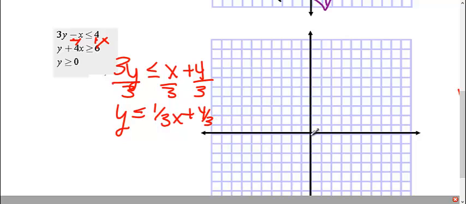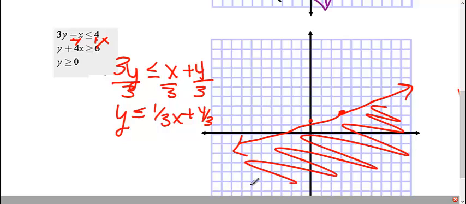So 4/3 is about 1 1/3, just a little past 1 there. My slope is 1/3, so up 1, to the right 3. 1, 2, 3. Since it's equal to, I'm going to use my solid line. And it says where y is less than or equal to, so it's going to go below my line here.